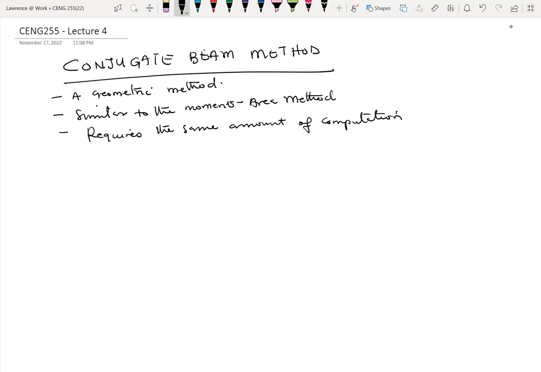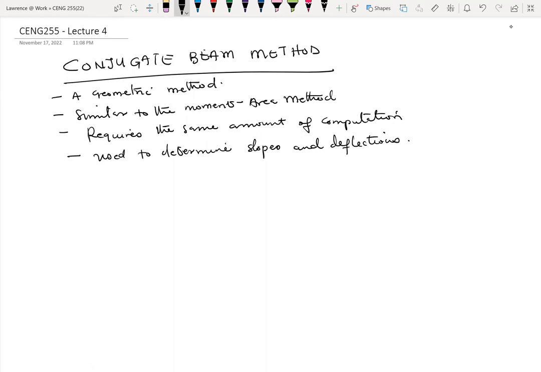And the goal is that it's also used to determine slopes and deflections. All right, so that's something to take note of.